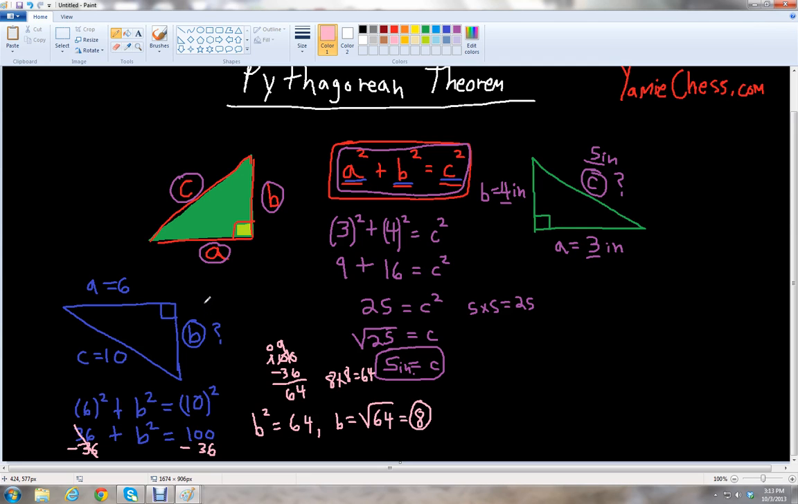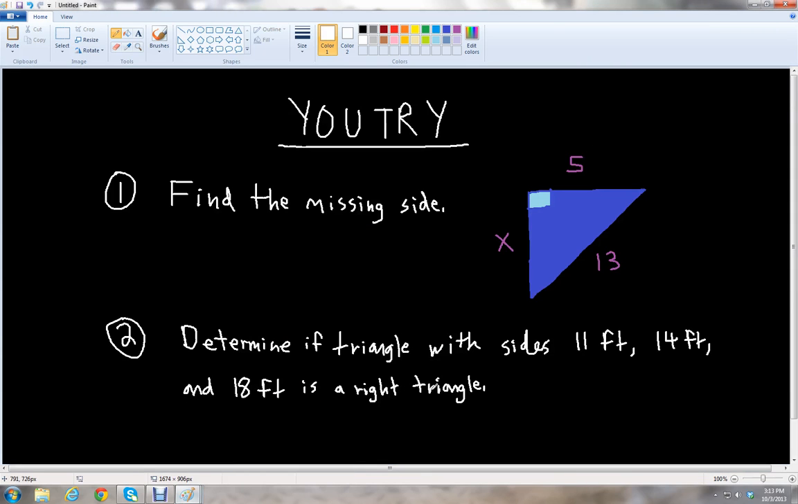So we know that b is 8. Okay, so those were a couple examples to illustrate the Pythagorean theorem, and now you are going to try some problems on your own. So you try.